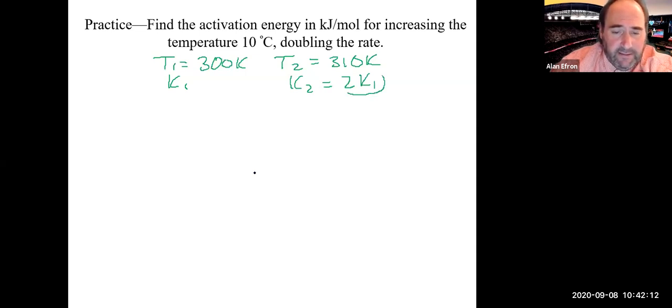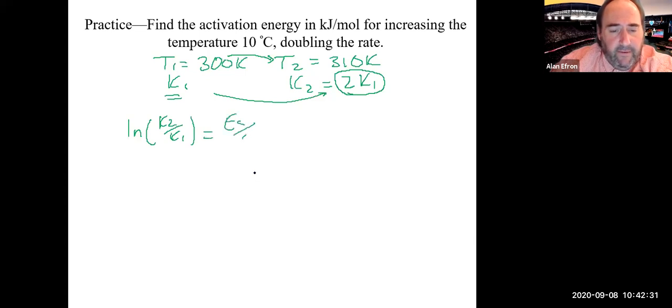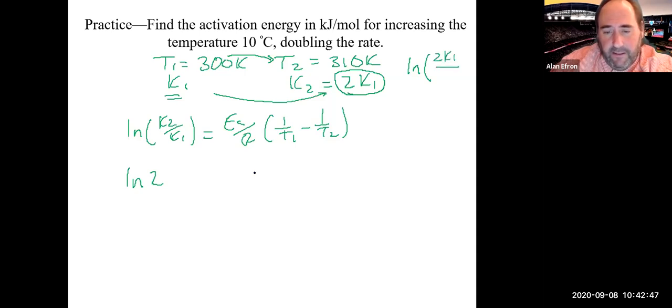This is what it means: the rate doubled, which is why we're taking 2 times our original rate. We increase the temperature, and the rate doubled. So using our formula, natural log of K2 over K1 equals Ea over R times (1 over T1 minus 1 over T2). Putting that in gives us the natural log of 2 on this side. The way you get the natural log of 2 is that it's the natural log of K2, which is 2 times K1, divided by K1. Although we don't know these numbers, they do cancel. That leaves us the natural log of 2 on the left-hand side.